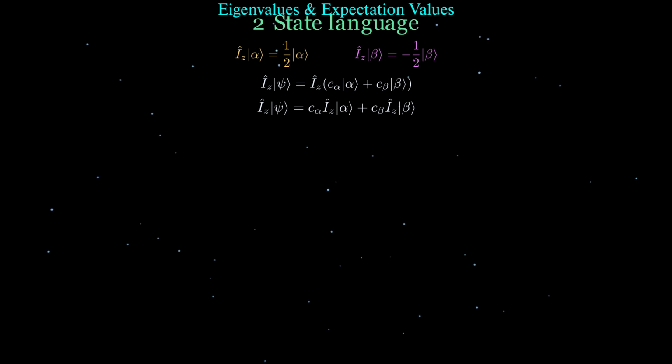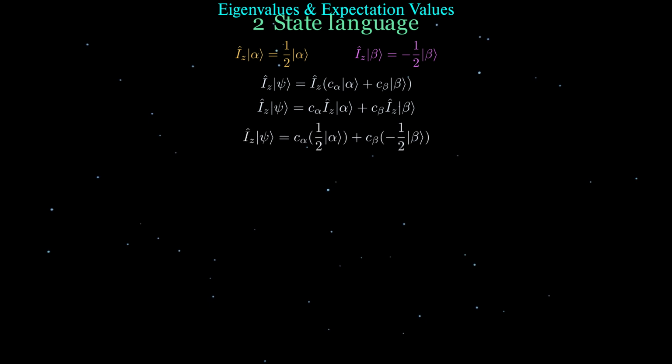In state language, we already know what the Iz operator does to the basis states. If we apply Iz to alpha, we'll just get a 1/2 in front of alpha, and if we apply it to beta, we'll just get a negative 1/2 in front of beta. So now let's apply that to the full state of psi. Applying Iz to psi means that we're just applying Iz to the superposition of alpha and beta, and here we can just distribute the operator to both.